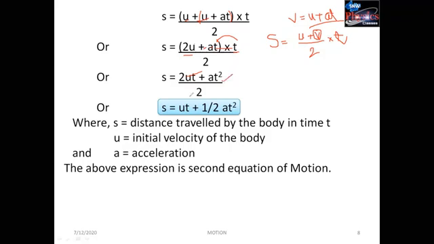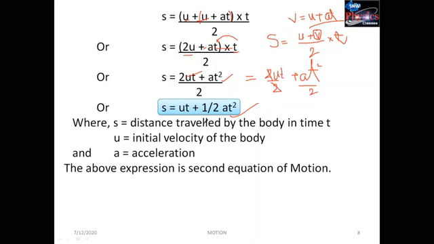Now we get the equation. अब हम लोग इसे क्या करेंगे, इसे हम लोगों ने डिवाइड किया. ओके, 2ut बाई 2 प्लस at स्क्वायर बाई 2. अब ये 2 and 2, it is cancelled out. So we get the equation s equal to ut plus half at square.